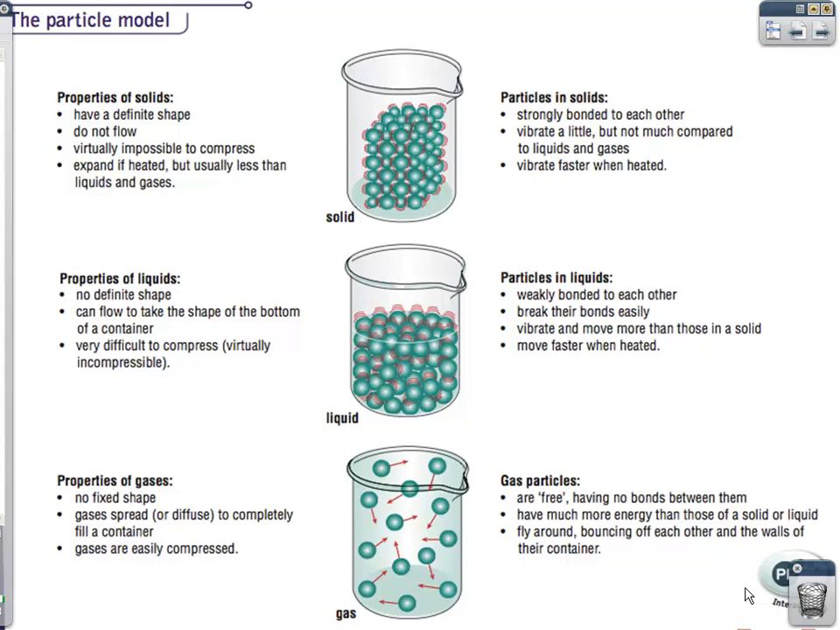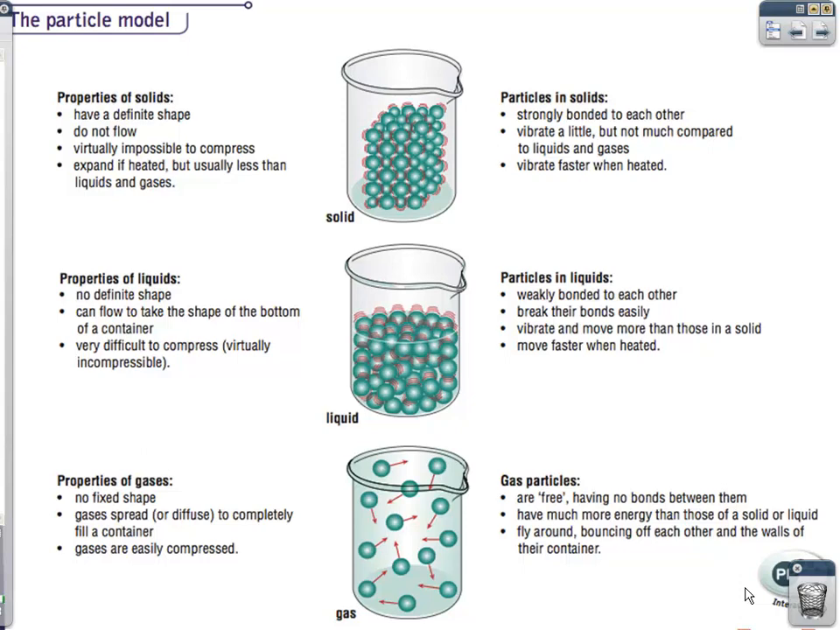Liquids have no definite shape. It takes the shape of the container, in this case a beaker. They are difficult to compress. They are weakly bonded, meaning they're not holding on to each other as strongly as a solid. And they move faster when heated as well.